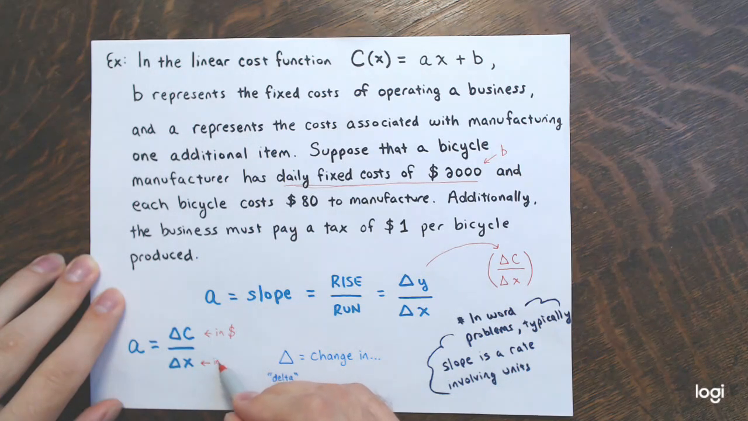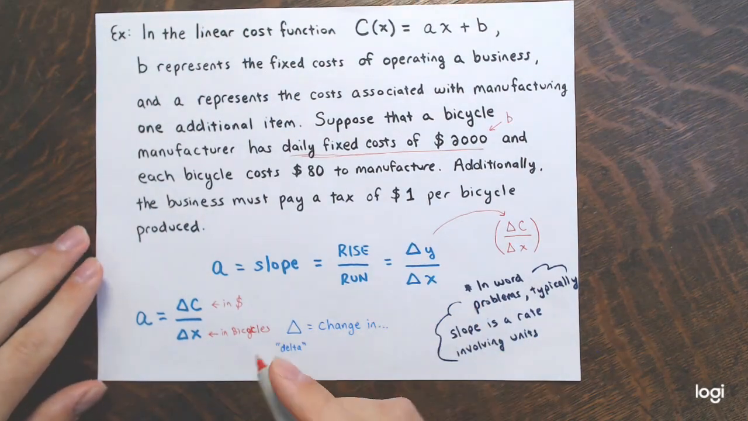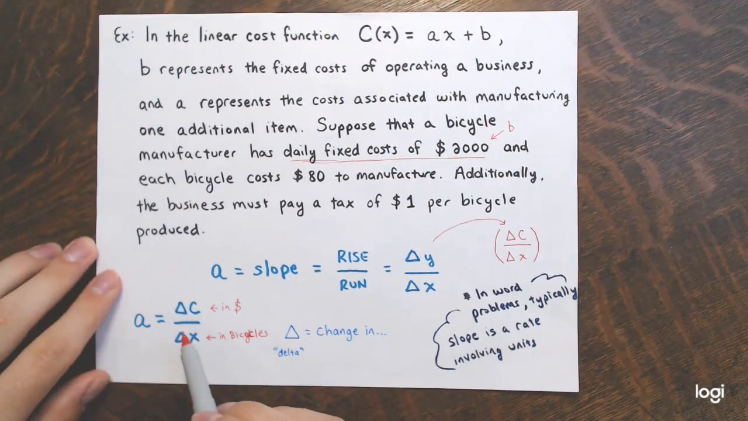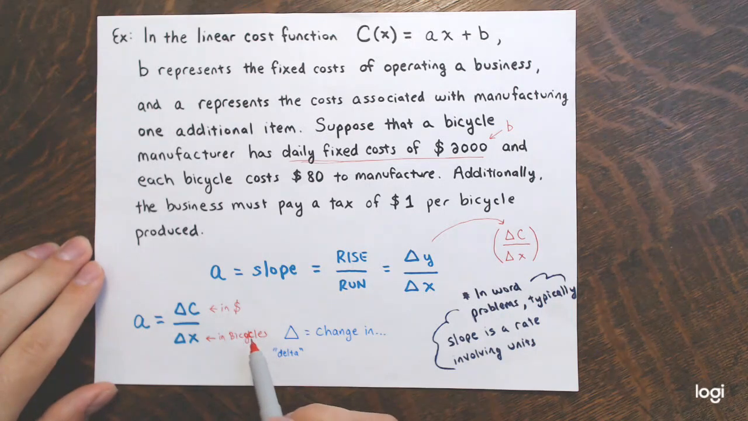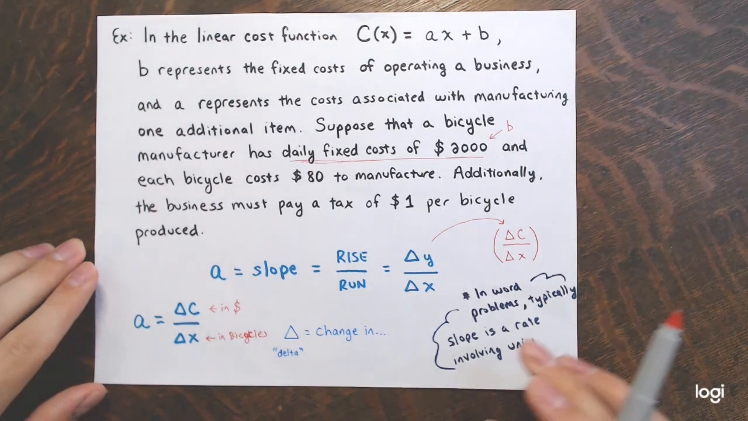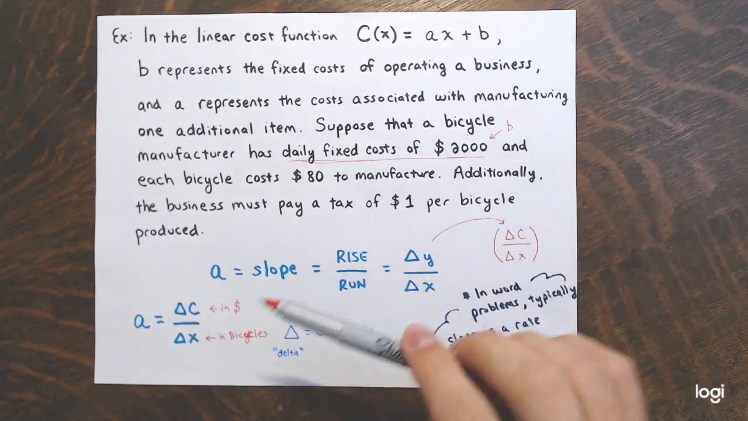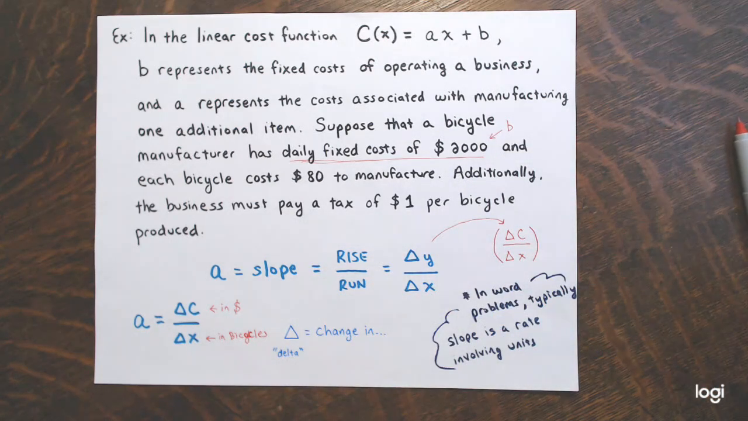So this is just in bicycles. Oops, can't spell bicycles. Right? So the value of A is going to be a rate of dollars per bicycle. All right, so we'll get to that on the next page. But keep this in mind when you do slope. When you're talking about the slope of a linear function in a word problem or an application, usually there are units involved, and there are a unit for the numerator quantity and a unit for the denominator quantity. Here it is dollars per bicycle.